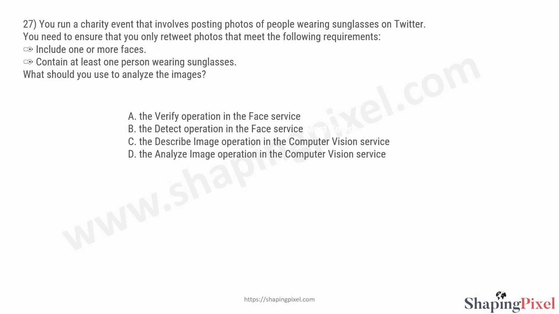Question number 27. You run a charity event that involves posting photos of people wearing sunglasses on Twitter. You need to ensure that you only retweet photos that meet the following requirements: include one or more faces, contain at least one person wearing sunglasses. What should you use to analyze the images? And you have the following four options. Option A, the verify operation in the face service. Option B, the detect operation in the face service. Option C, the describe image operation in the computer vision service. Option D, the analyze image operation in the computer vision service. So the right answer here is option B, the detect operation in the face service.